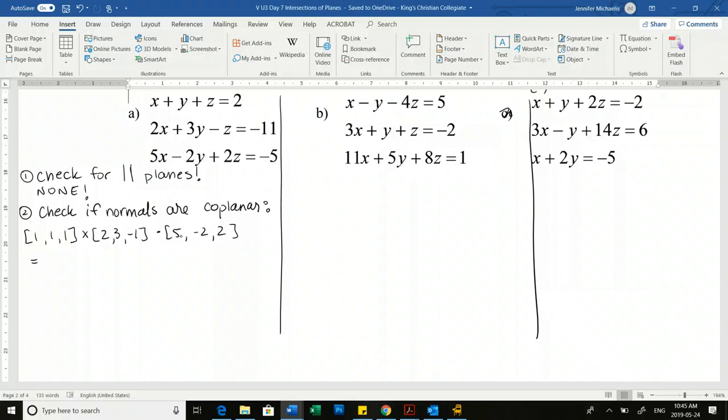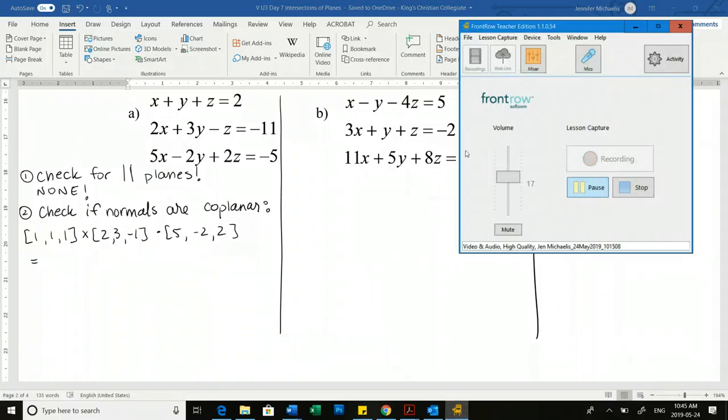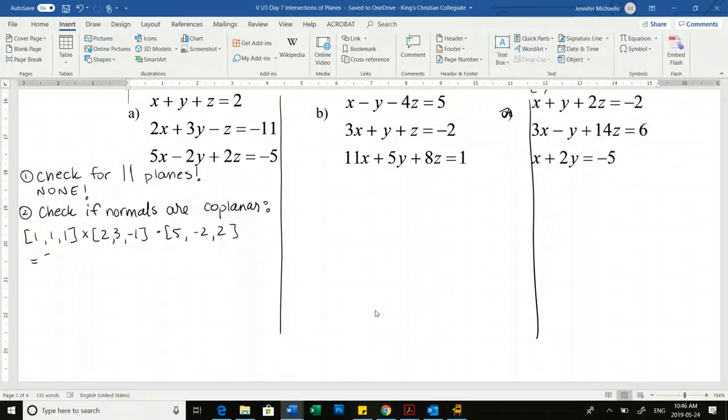Okay, so I'm going to let you guys take a second and do that. We'll pause the video. When you use cross product here, you should have got the vector negative 4, 3, 1, and we're dotting it with 5, negative 2, 2. And then you'll see here when we do the dot product, we're getting negative 20 plus negative 6 plus 2, and that gives us negative 24.